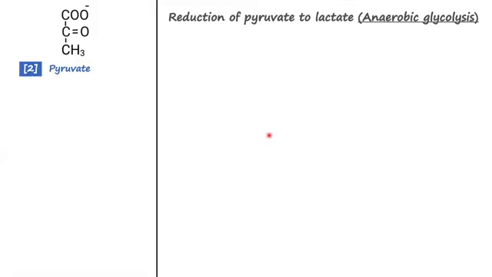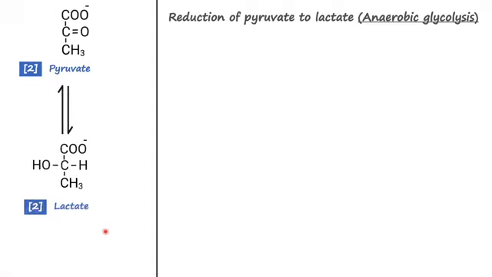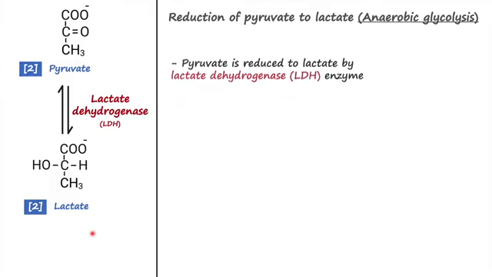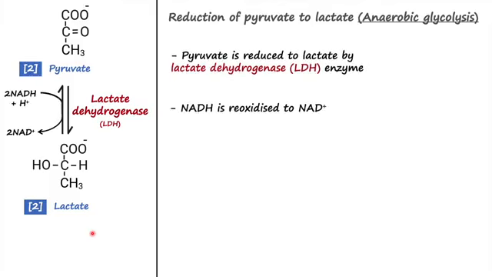So the last reaction I want to talk about is the reduction of pyruvate to lactate. This is an example of anaerobic glycolysis. So in this reaction, pyruvate is reduced to lactate with the help of enzyme lactate dehydrogenase. And as the name suggests, this is a dehydrogenase enzyme. So this is our first example of reduction reaction where pyruvate is reduced to lactate. And the oxidation reaction is a very important one, which I have mentioned earlier, that in this reaction NADH is oxidized to NAD plus.